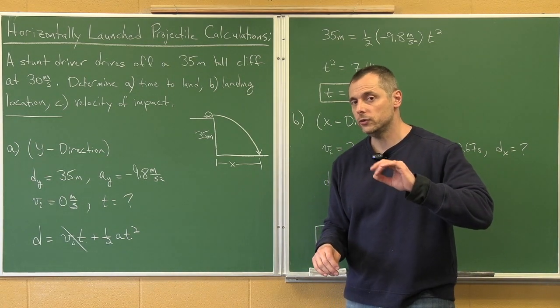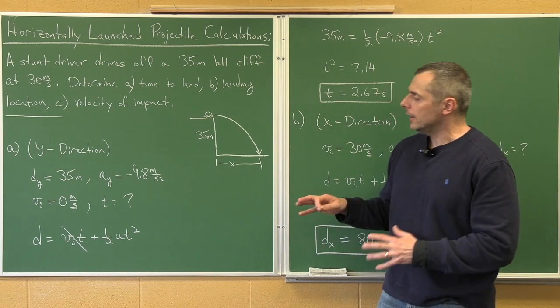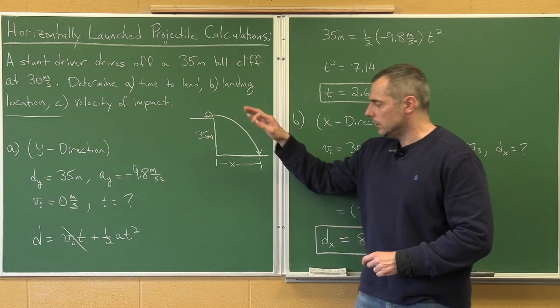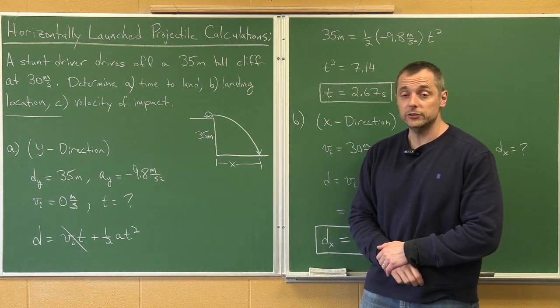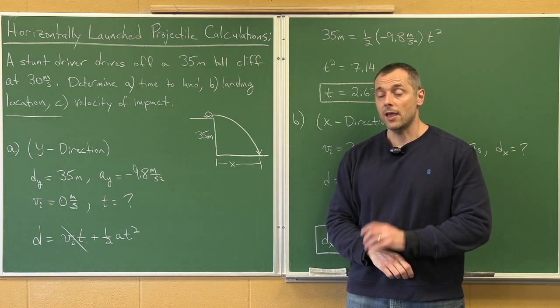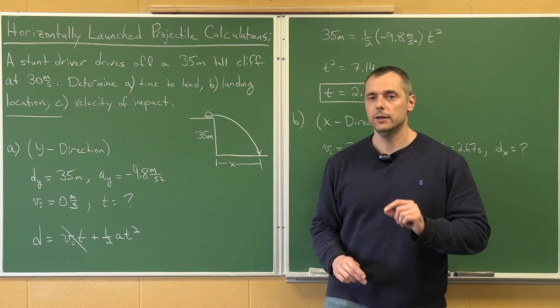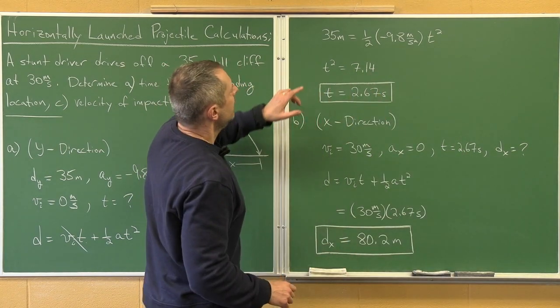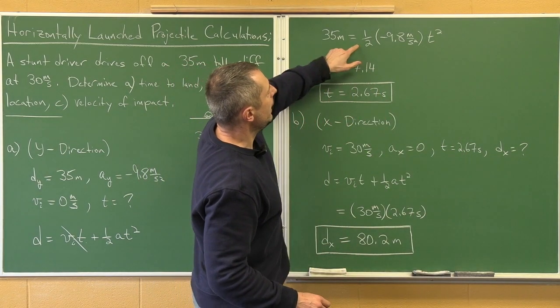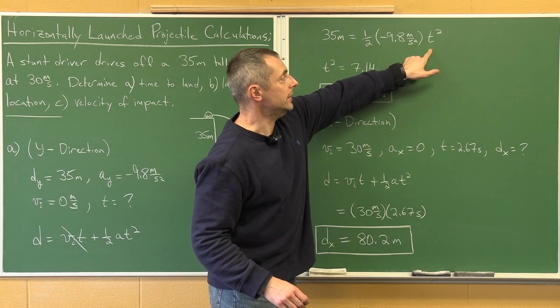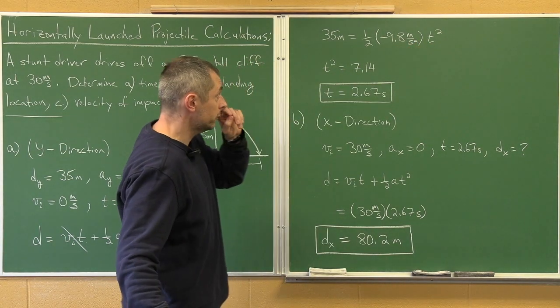If any part of the formula is 0, you could just leave it off. All right, so let me give you a moment to pause if you need it to catch up. Okay, so now the next thing we do, of course, is plug in our data. That's over here: 35 meters, 1/2, negative 9.8, t squared, with the units, of course.